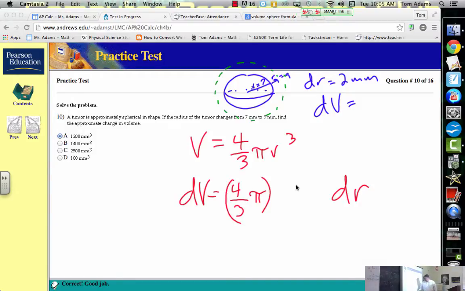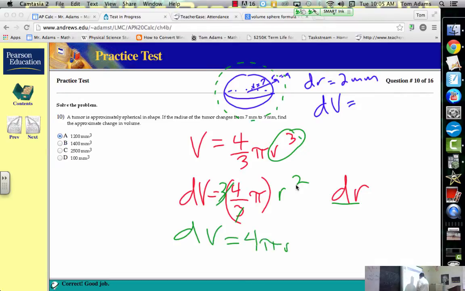And then I'm going to take the derivative of r cubed, which is really 3r squared dr. I'm going to toss the 3 to the front, and then the r squared on the back end, and I'm just going to leave this dr here. The 3's cancel, so I get that the change in volume is equal to 4 pi r squared dr.